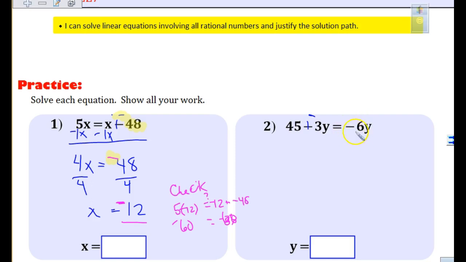So if we look at this one, our smaller y value is negative 6y. I'm going to add that to both sides. So please do it in the same way.